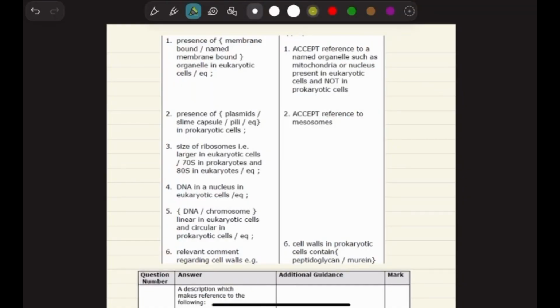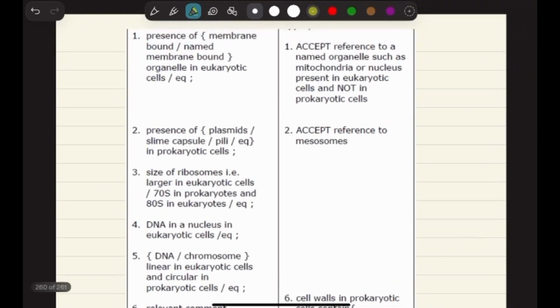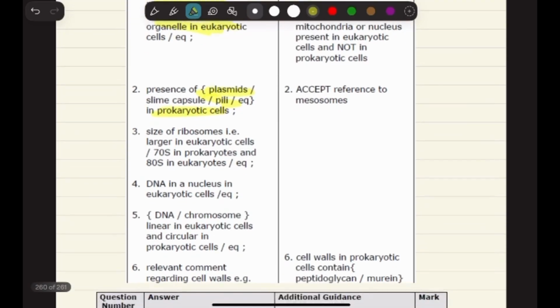Okay, so it's time for the answers. Now, the first question, we've talked about this in so much detail. If you need to go back to the table, go back to the table, but you'll see it's common themes that we've talked about. We've talked about membrane bound versus non-membrane bound. We talked about plasmids, pili in prokaryotic cells. We didn't mention slime capsule. We'll talk about more when we get to tuberculosis in topic 5 or topic 6.